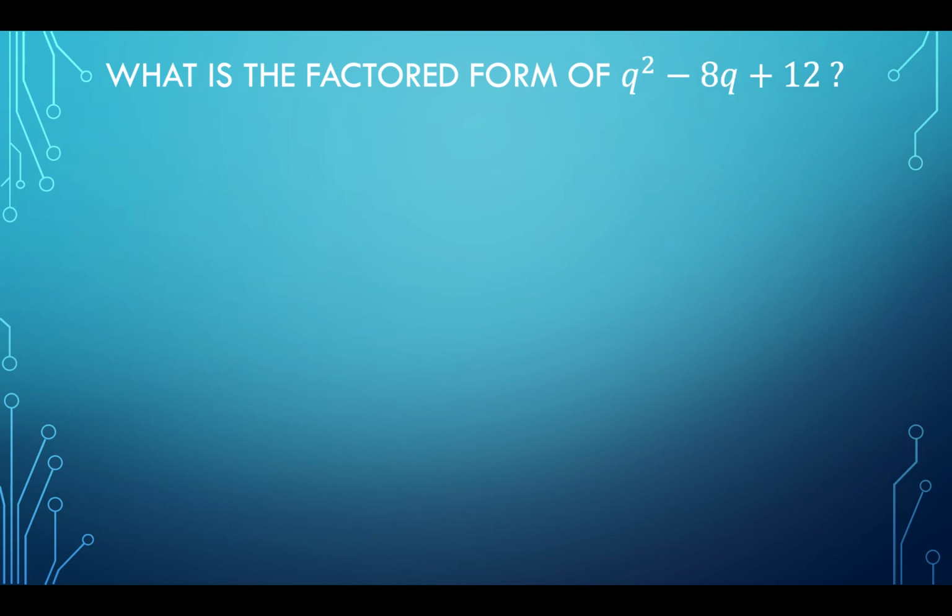So let's try this one. What's the factored form of q squared minus 8q plus 12? What two numbers multiplied together are going to give me positive 12, but when we add them together are going to give me a negative 8? Well, the only way to get a positive product when we have a negative sign right here is to make sure both our numbers are negative.